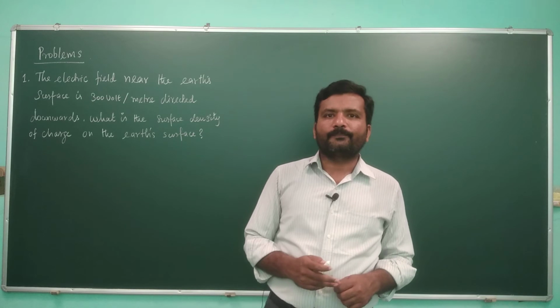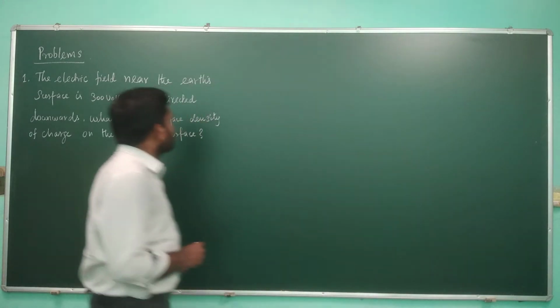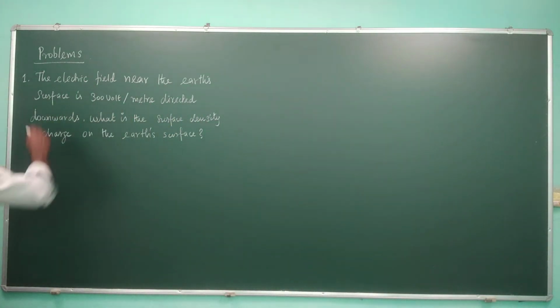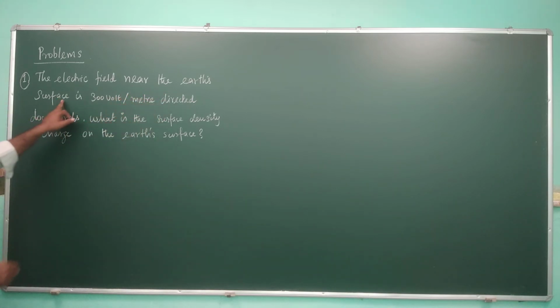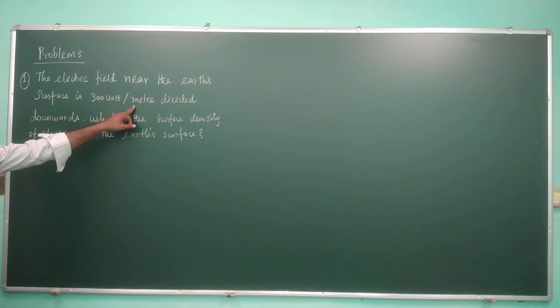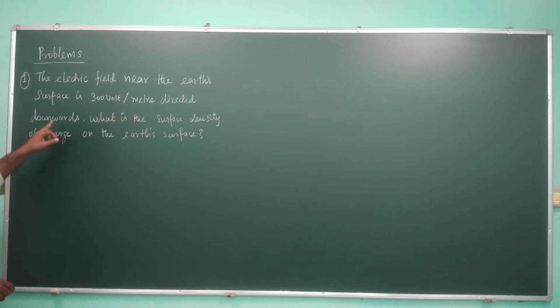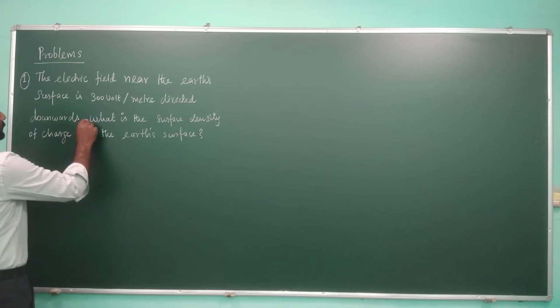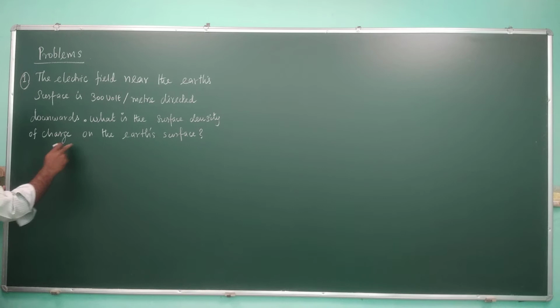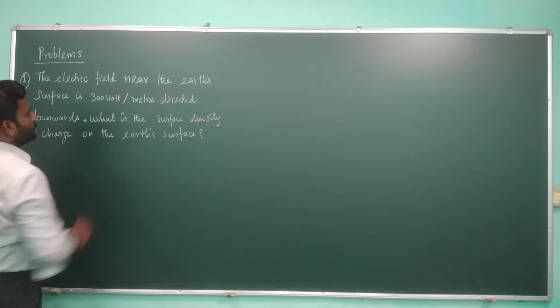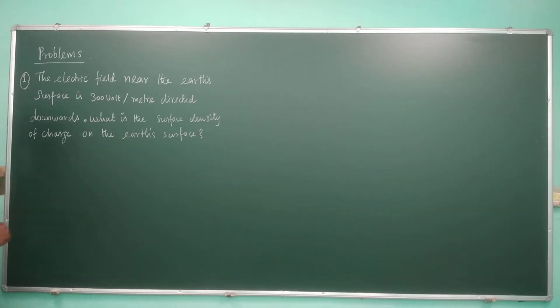In that way, the first problem is, problem number 1: the electric field near the Earth's surface is 300 volt per meter, directed downwards. What is the surface density of charge on the Earth's surface? So, what is given?